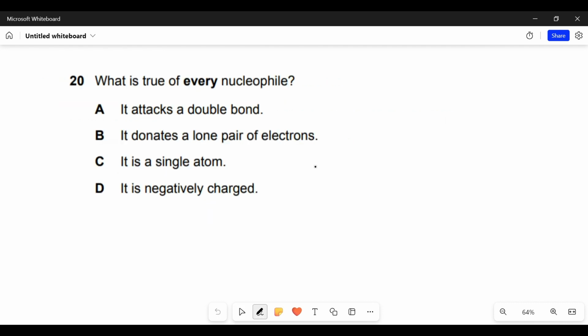Question number 20. What is true for every nucleophile? We know that nucleophiles are electron-rich species. That means they have a lone pair of electrons which can be donated. Hence option B is the correct response.